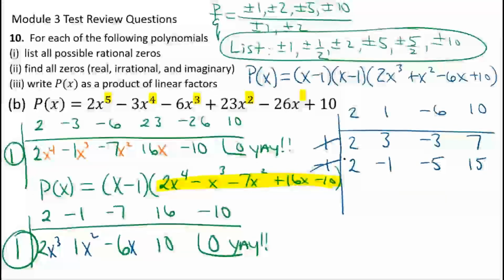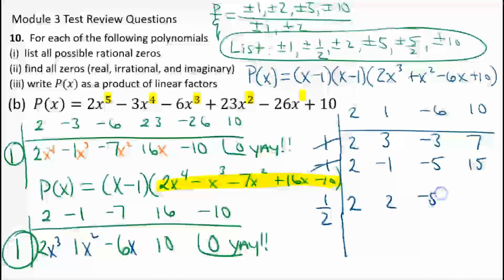Now, if you want to check 1/2 next, you can, or you can start with the whole numbers. I'm just going to go ahead and check 1/2. A lot of times I skip it and move on to 2 and negative 2, but I'm going to check 1/2. 2 comes down. 1/2 times 2 is 1 plus 1 is 2. 1/2 times 2 is 1 plus negative 6 is negative 5. 1/2 times negative 5 is negative 5/2 plus 10 is not 0. I don't even care what it is. I know it's not 0.